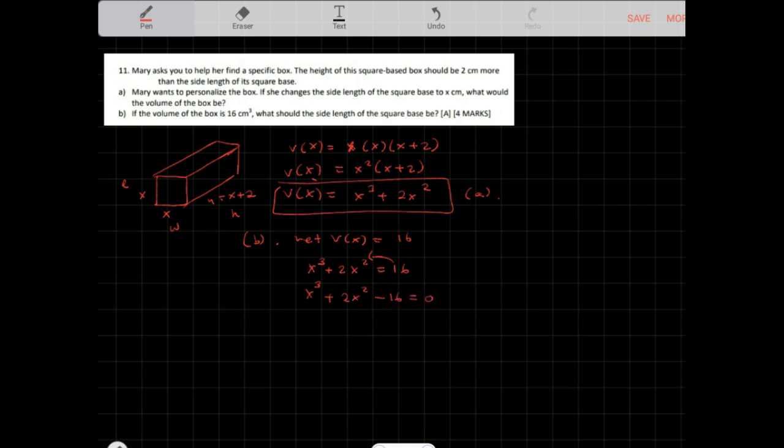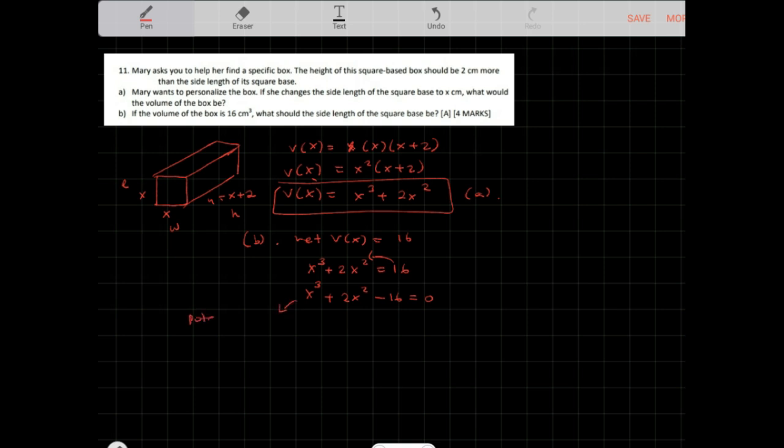And then what you want to do here is solve this equation, right? So this is a polynomial. It's a cubic equation, and in order to do this, you should factor it. The easiest way to factor it is to use the remainder and factor theorem, right? So I'm going to use the remainder and factor theorem.